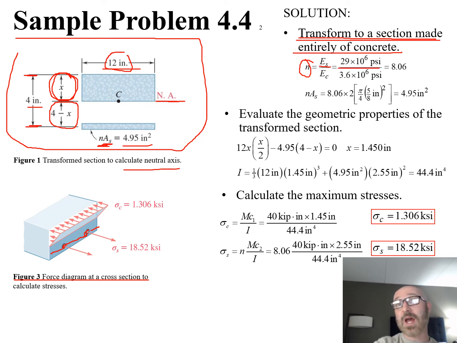For steel it's 29 times 10 to the 6 psi. For concrete it's 3.6 times 10 to the 6 psi. We do our math. We see our psi and psi units cancel out, and we're left with a unitless ratio. Our N is equal to 8.06.